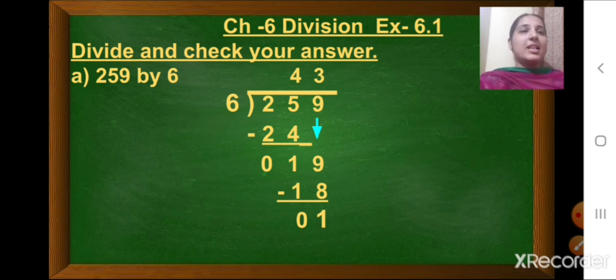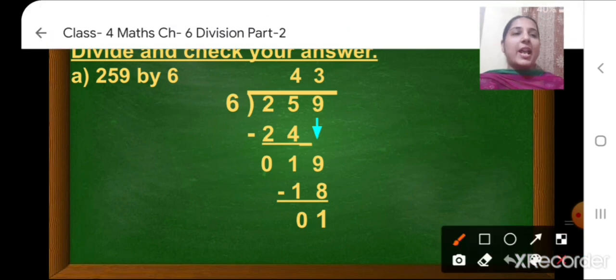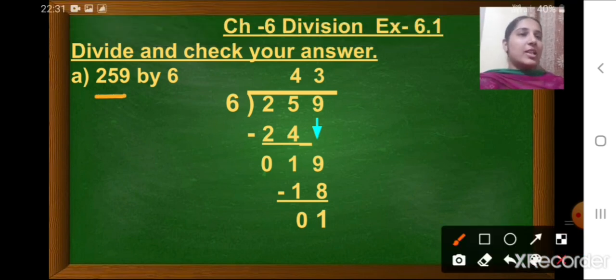259 by 6. So children, this 259 here, what is it? Can you tell me? We have to divide. So 259 here is the dividend, isn't it? And this number 6 here is the divisor. You remember, children? The number which is to be divided is called the dividend. So what is the dividend here? 259. And the number by which we are going to divide is called the divisor. So what is the divisor here? Yes, 6 is the divisor here.